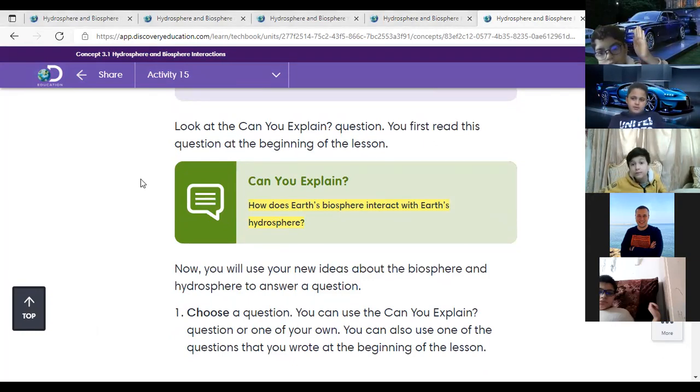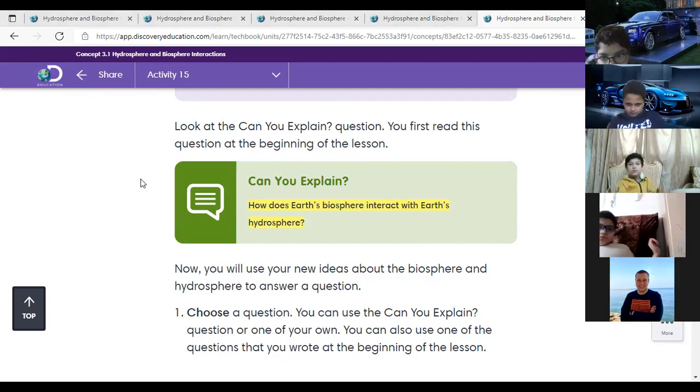Jasser? Give us an example of interaction between the biosphere and the hydrosphere. A living thing interacting with water. When plants take water to give off oxygen and make food. Excellent.